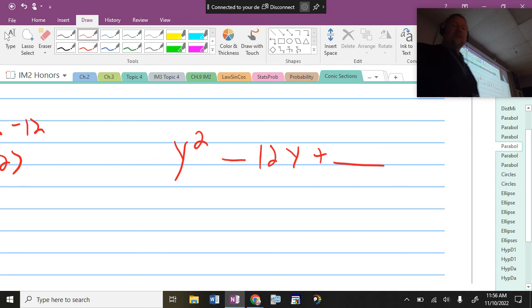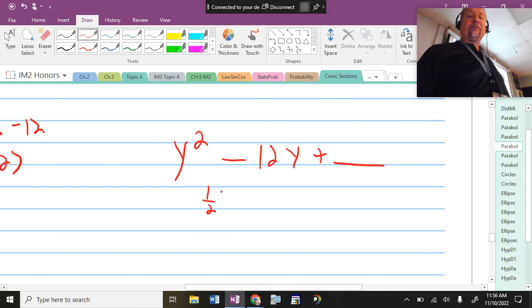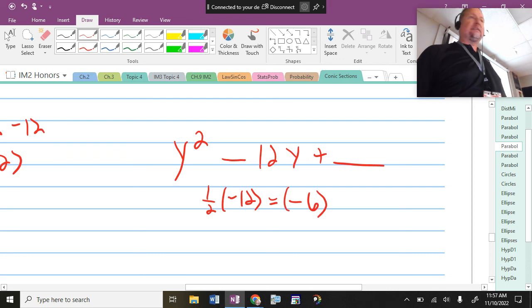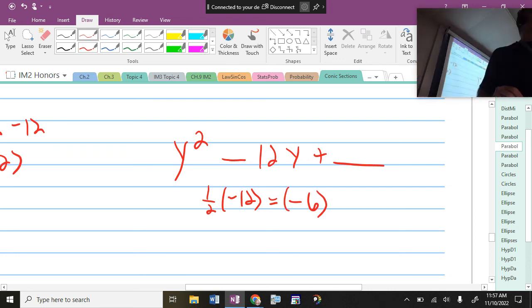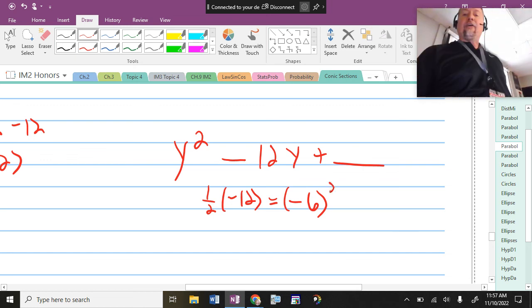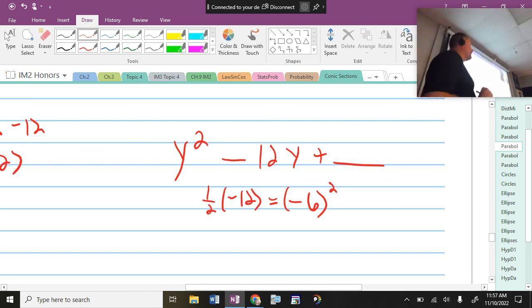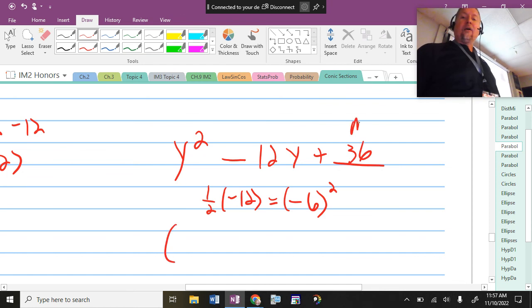36. What's half of -12? What's half of -12? Not 6. -6. But then what's -6? Get your head up. Squared. What's -6 squared? 36. And then factor this. What multiplies to be 36 and adds to be -12?